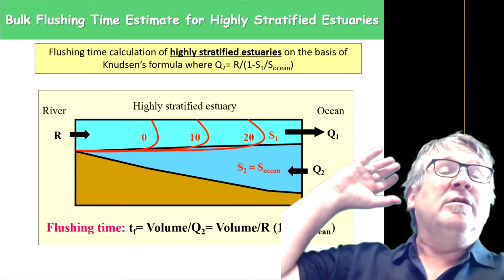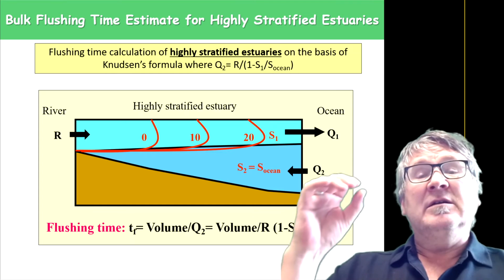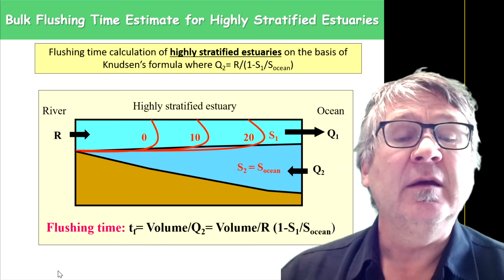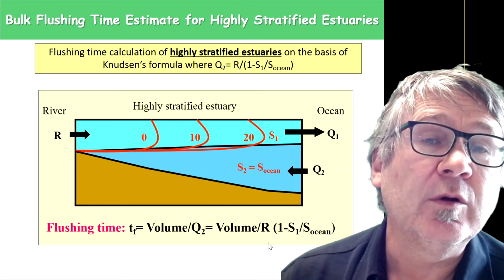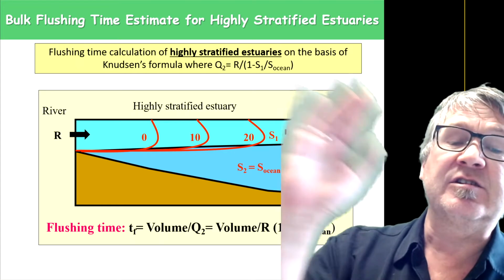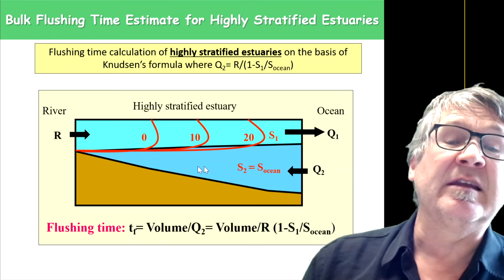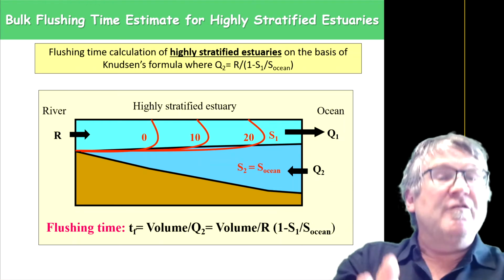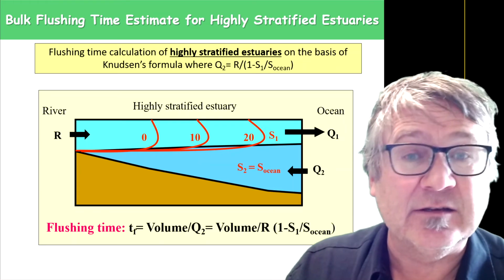So this is what you can use for highly stratified estuaries, but also for other types, or slightly stratified. Now plugging all the numbers in, you can work out your flushing time, TF, which is the volume of your entire estuary divided by R, the volume transport of fresh water into your system, times, in brackets, 1 minus the surface salinity divided by the ocean salinity. The ocean salinity is the seawater salinity you find in the bottom layer. This is pretty cool. Although you have complex tides, the average flushing time you can work out from salinity. This is amazing, isn't it?